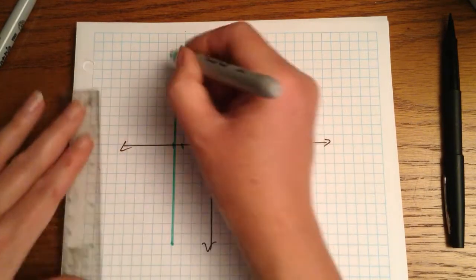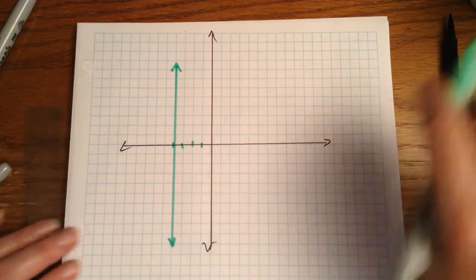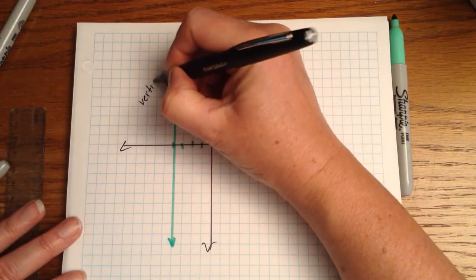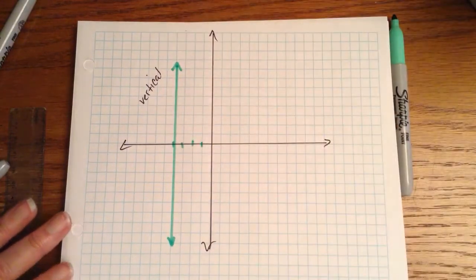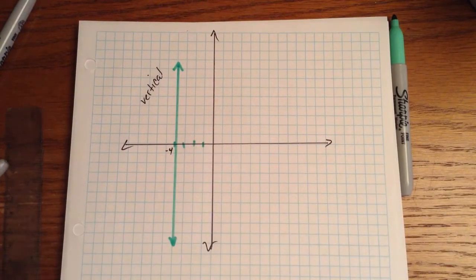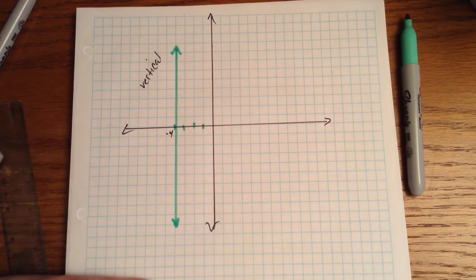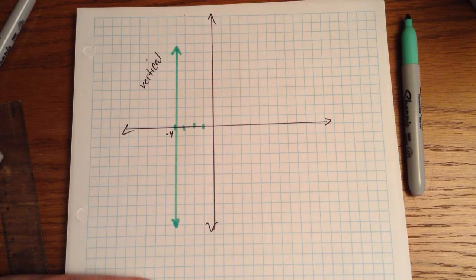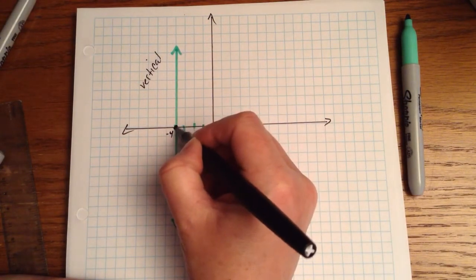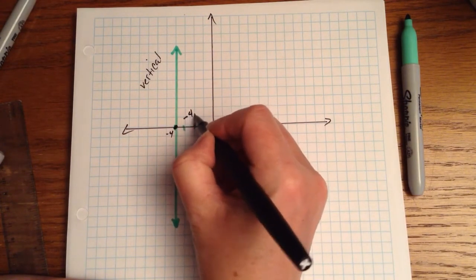And I have dropped in a vertical line. There's a vertical line right there. It's at -4. Now I want you to notice something. I want you to notice this. If I take any point on this line, they all have something in common. This dot right here is left 4, up nothing.